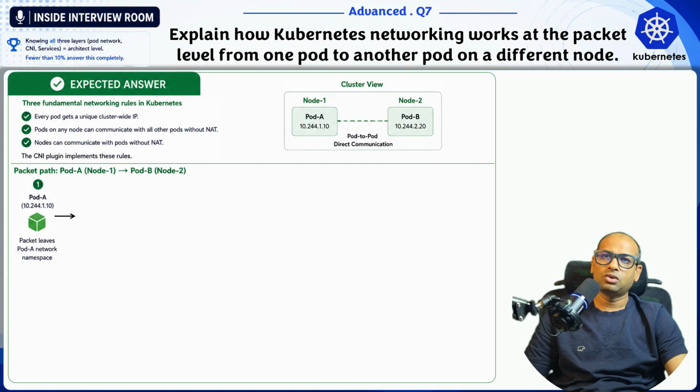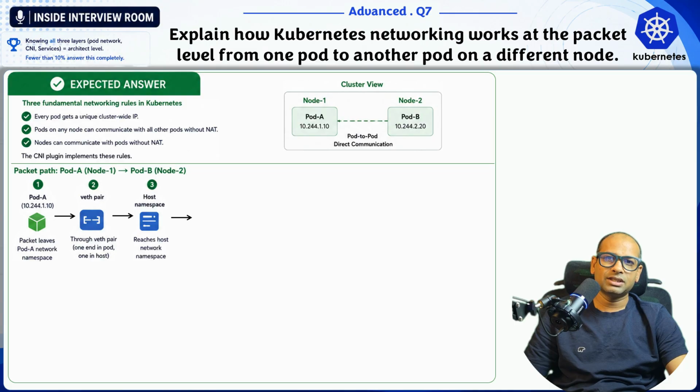It travels through a veth pair, a virtual cable with one end inside the pod and another in the host. It reaches the host network namespace on node 1. There the CNI plugin routes or encapsulates it towards pod B's IP.